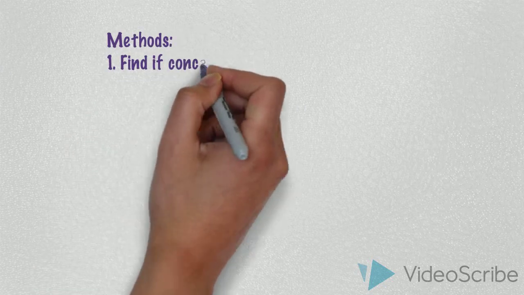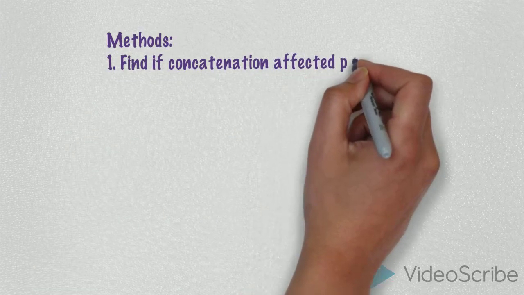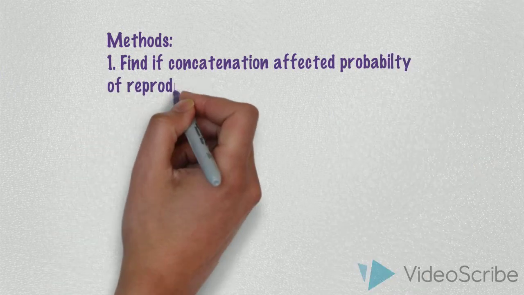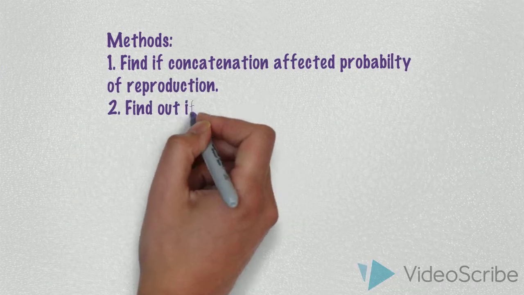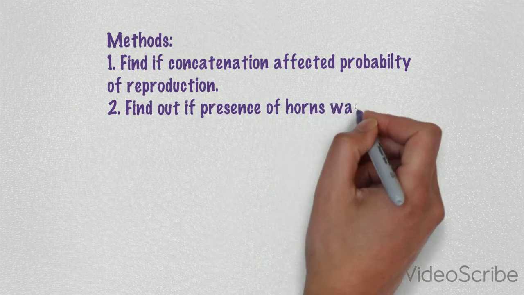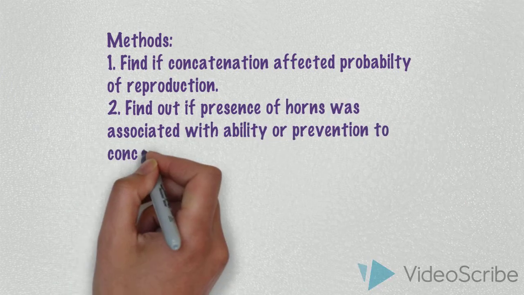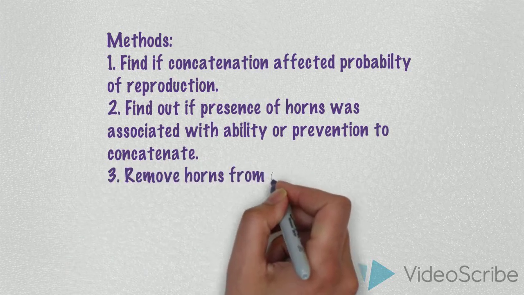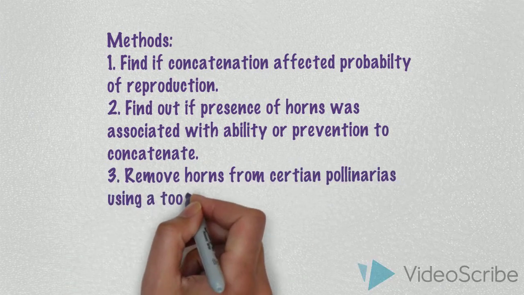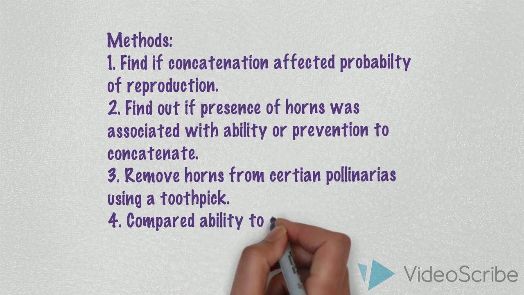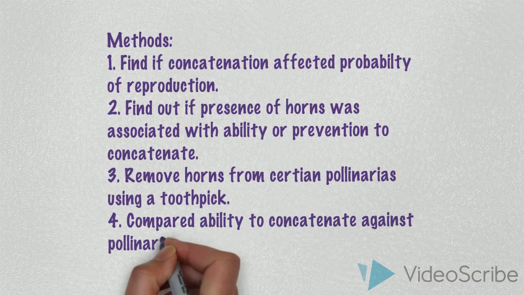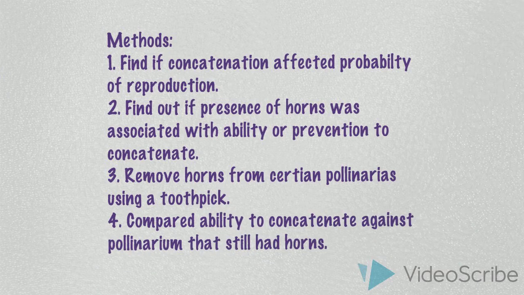The methods used to carry out this experiment were to find if concatenation affected probability of reproduction, to find out if presence of horns was associated with ability or prevention to concatenate, to remove horns from certain pollinaria using a toothpick, and to compare the ability of concatenation against pollinaria that still had horns.